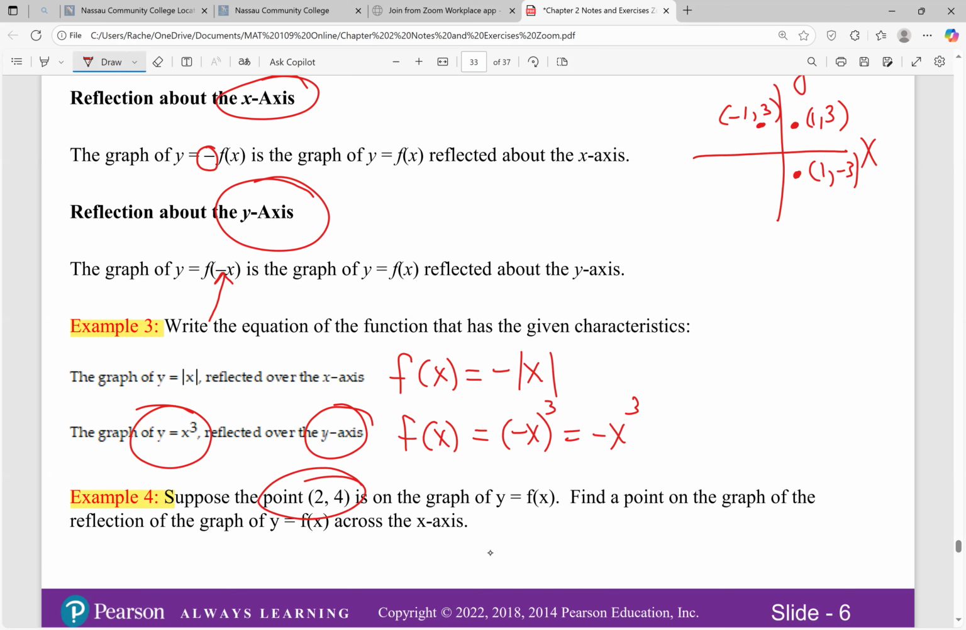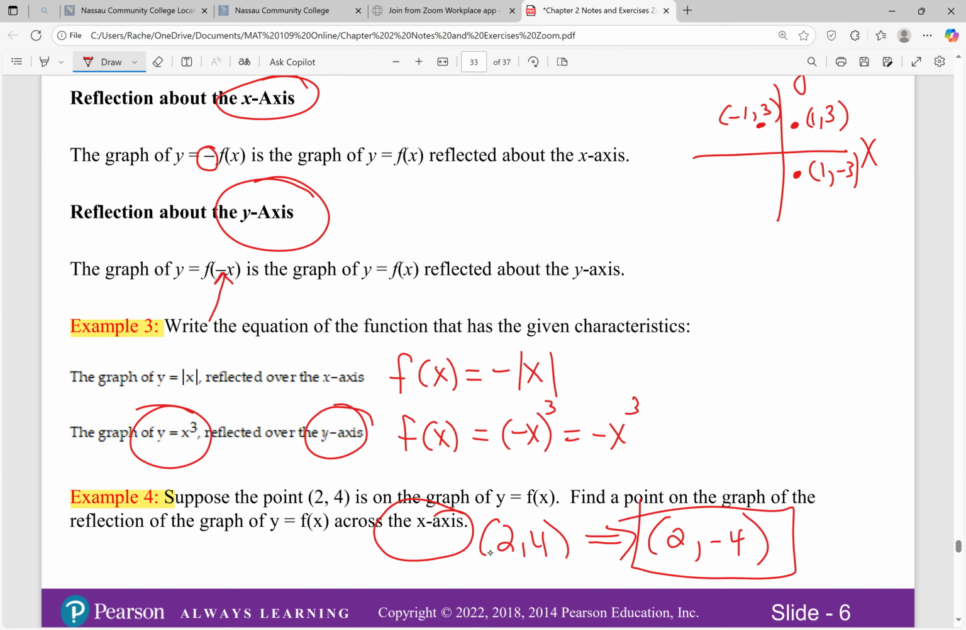So the point (2, 4) is on this graph. And we're going to take the graph and reflect it across the x-axis. And remember, when we go across the x-axis, the y values get negated. So this point (2, 4) is going to become the point (2, -4) because we're reflecting it across the x-axis. So the x value stays the same, the y value gets negated. So the point (2, -4) will be on that graph.